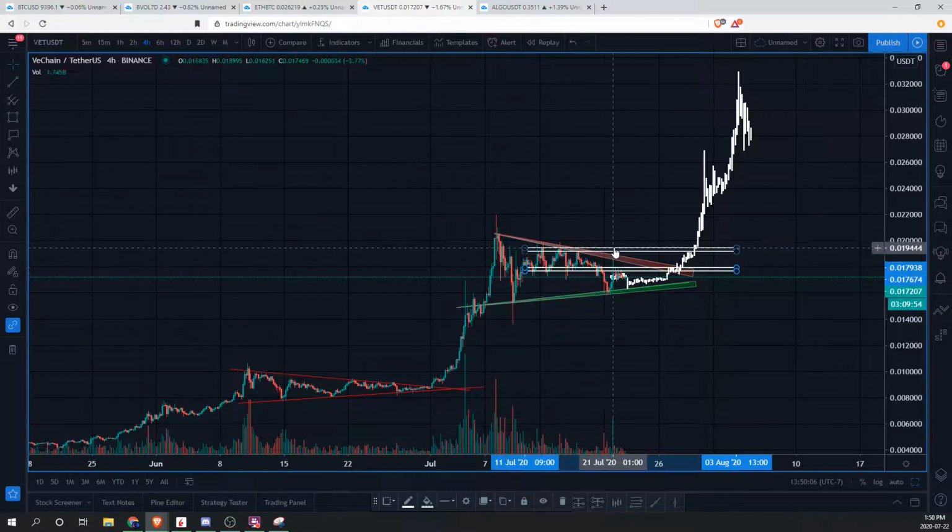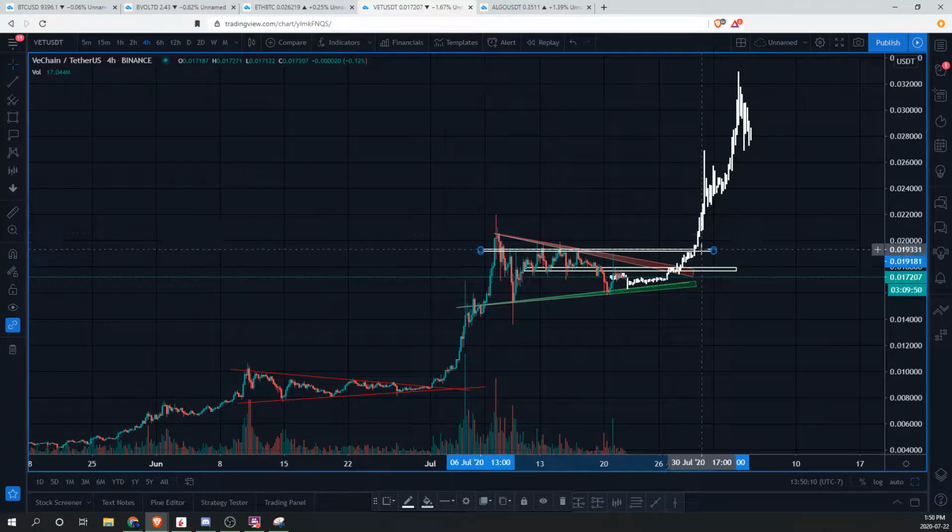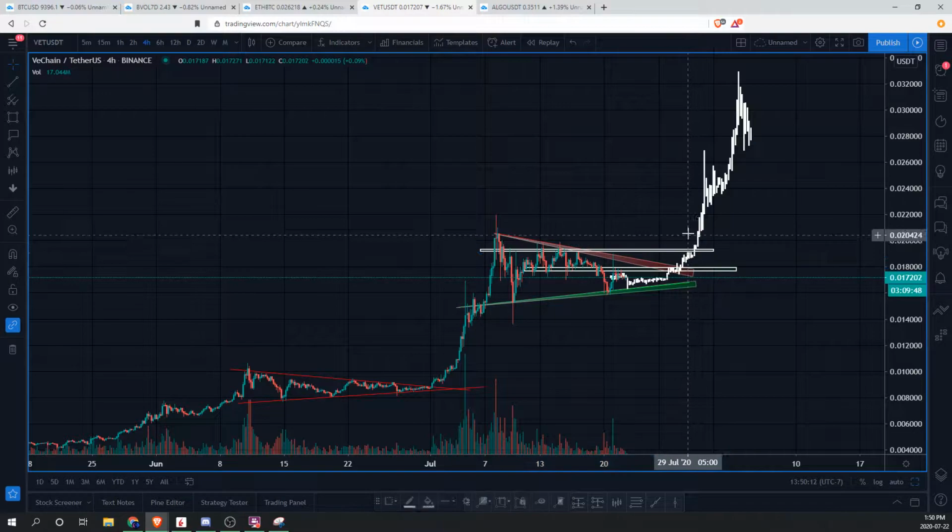You could be a little bit more conservative. You could be looking at this zone up here, like so. And then once you see a break, possible retest, you can put a stop limit entry right up there. So it would be like a stop loss if you're going short, except you're going long. That's how you would use it, for example, on Binance.